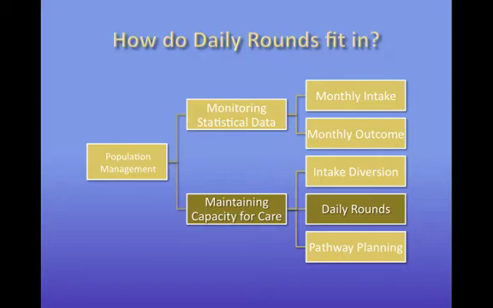And then the second component of population management is maintaining capacity for care. And so I've split that up into three different areas. And the first being intake diversion. And we'll talk a little bit about each of these, and then obviously a little bit more time on daily rounds. The second being daily rounds, and then the third being pathway planning.